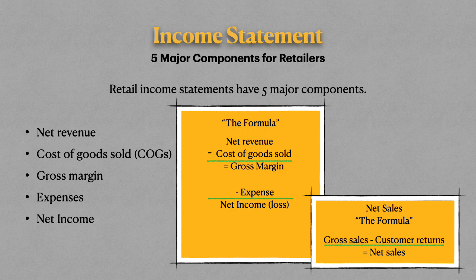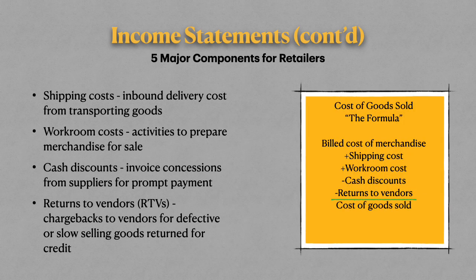So there are a few different formulas related to the major components of the income statement for retailers. In order to determine what your gross margin is, you would take your net revenue and subtract the cost of goods sold. You can also figure your net income or loss by then subtracting your expenses from your gross margin. To determine what your net sales are, you will take your gross sales and subtract your customer returns.